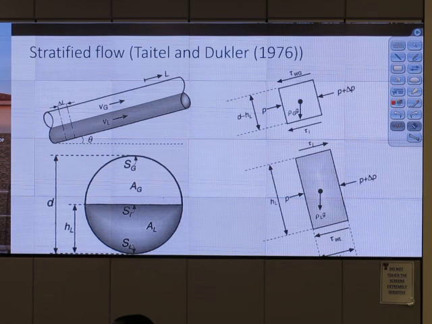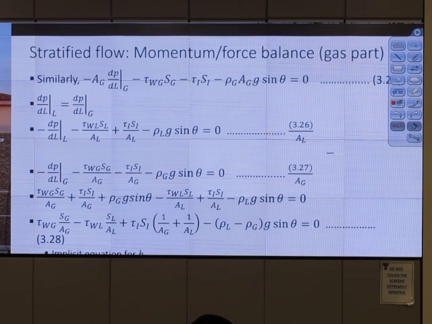So stratified flow looks like this. What I really want you to be able to do, at least today, is go from this picture and get equation 3.28, without any book or any reference material.